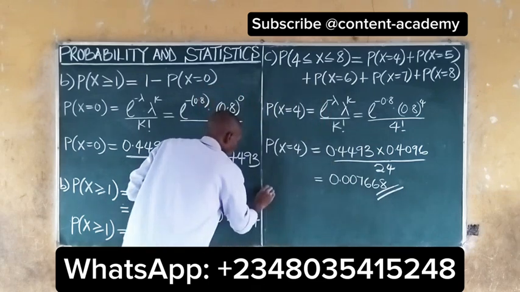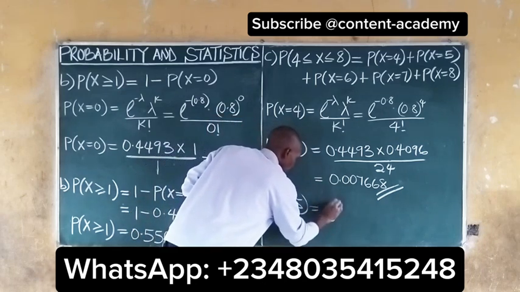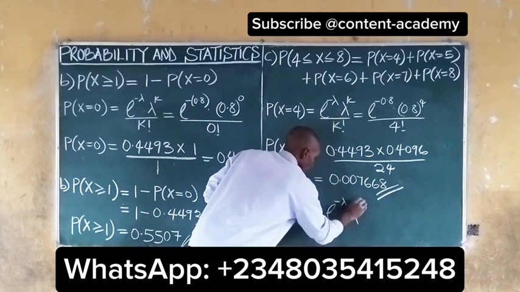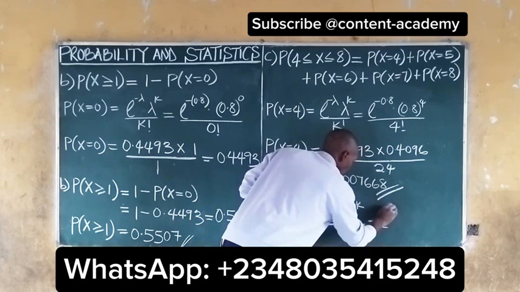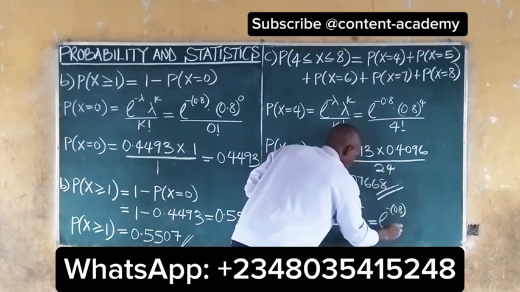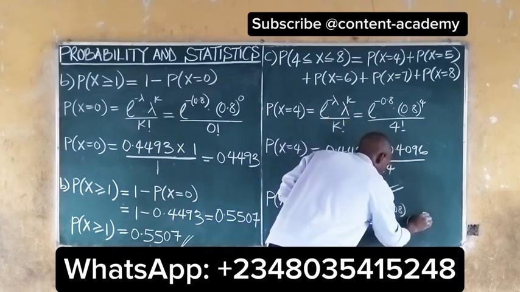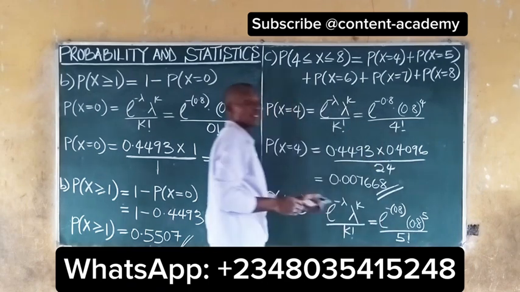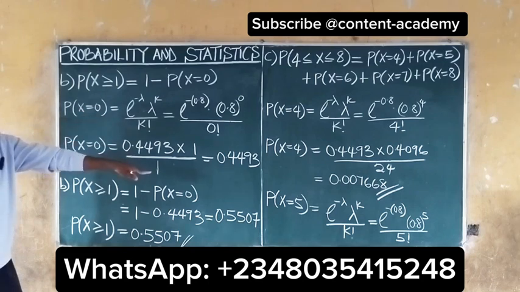That's for 4. Now, we also calculate for P(X is equal to 5). P(X is equal to 5) is the same thing as what we did for 4, which is exponential negative 0.8 multiplied by 0.8 raised to the power of, this time, 5, divided by 5 factorial. So we calculate this over this side. We'll move over to this side of the board to calculate for P(X is equal to 5).